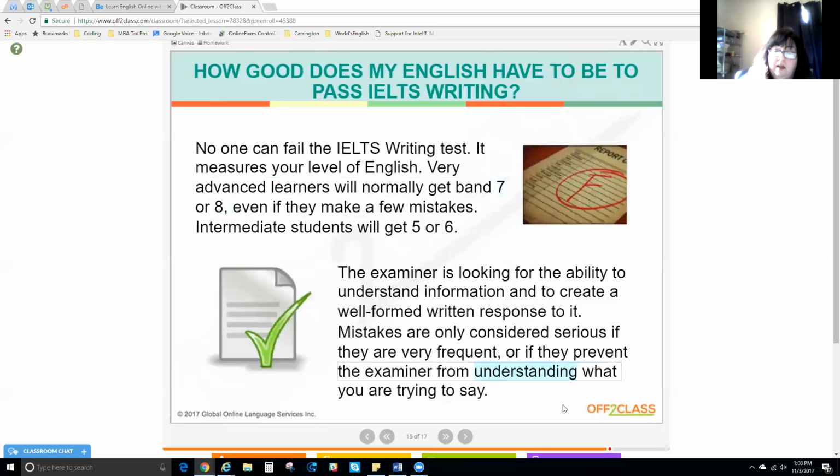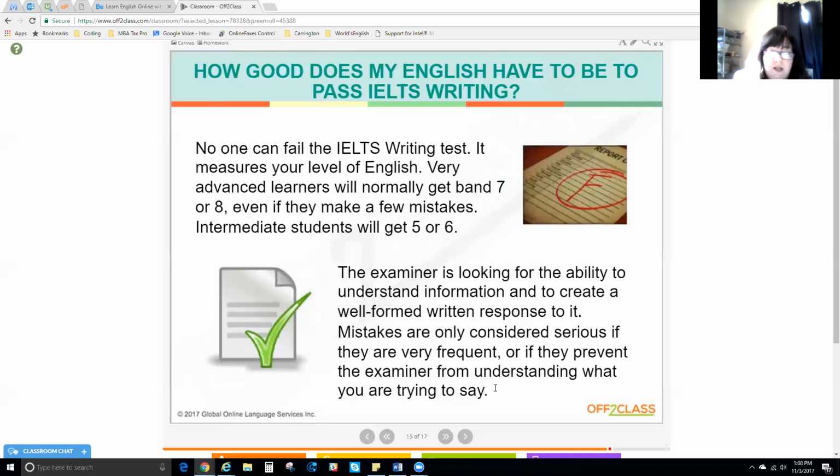Okay, the examiner is looking for the ability to understand information and create a well-formed written response to it. Mistakes are only considered serious if they are frequent or if they prevent the examiner from understanding what you are trying to say. So if you make the mistake once, they might let you off the hook. And sometimes we all slip a little bit, forget an article or something like that.